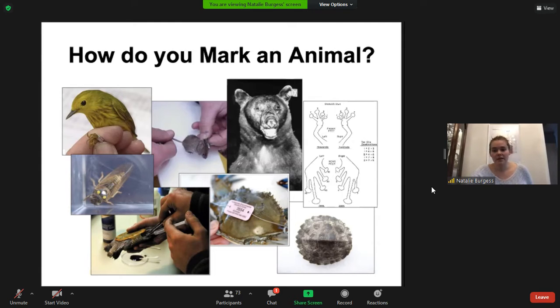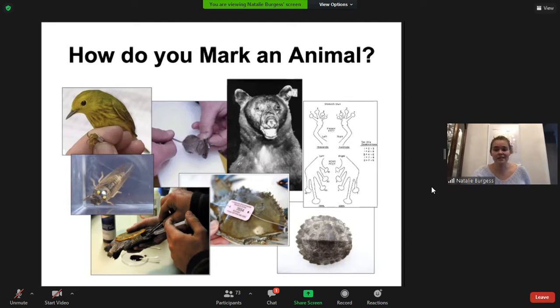The other method is PIT tagging. This is very similar to the kind of microchip tag that you'd put into your family pet. Each tag is inserted using a needle, and it goes under the skin. Basically, each one has its own identification number. When you use a small reader, it will tell you the number.